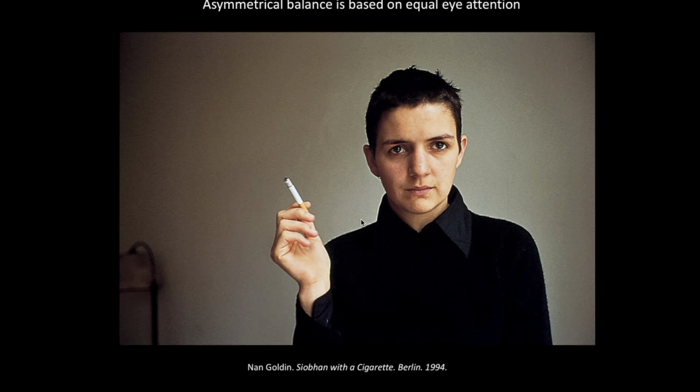Okay, so we're basing this on equal eye attention. Even though there might be more of one thing on one side and less of another thing on the other side, if the eye spends about an equal amount of time on each side of the image, then the image feels balanced. So in this photograph, we look at the figure here.